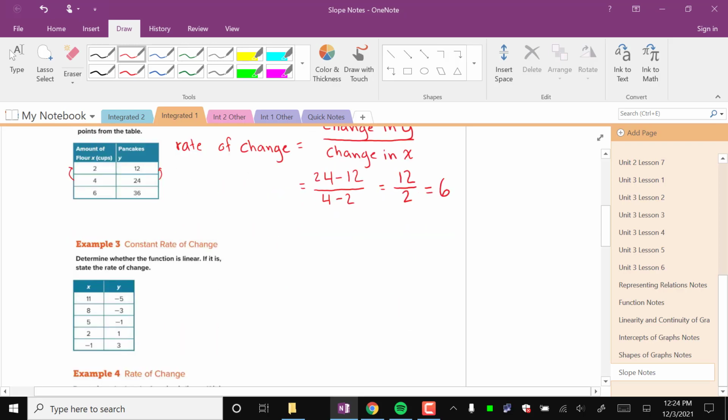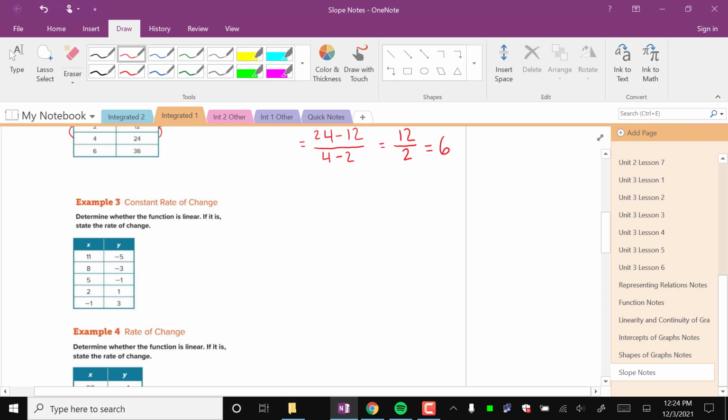Let's take a look at the next example. We want to find if we have a constant rate of change. If we have a constant rate of change, then we have a linear function. If we don't have a constant rate of change, then we don't have a linear function. So we're going to have to figure out the rate of change for each of these, doing change in y divided by change in x 4 times.